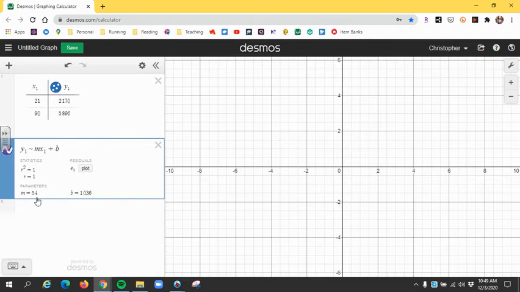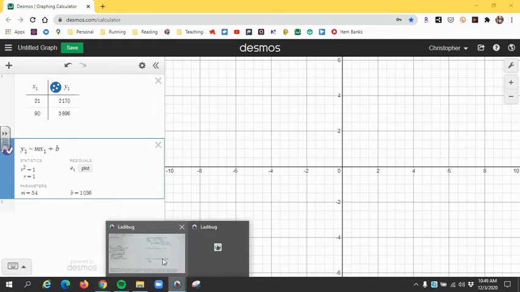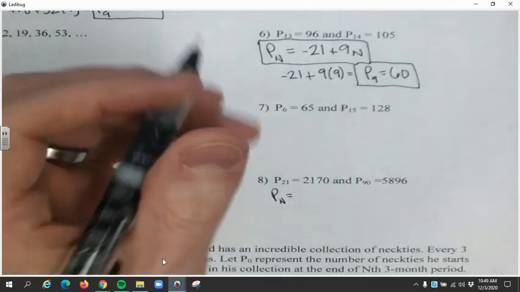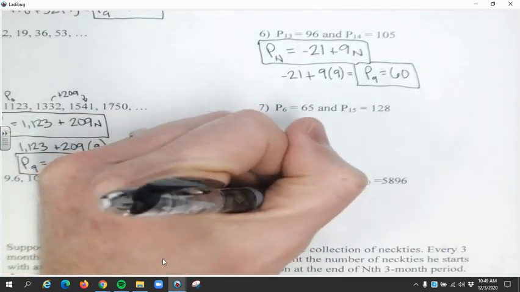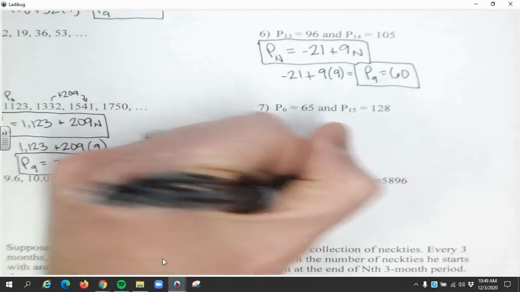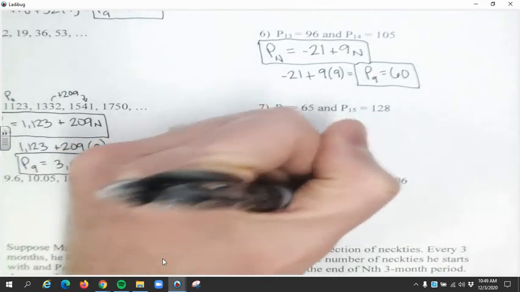54 is your m, that's your common difference. 1036 is your b, that's also called your initial value. Let me write those both down on my paper. So number 8, I would write that as P's of n equals 1036 plus 54n.